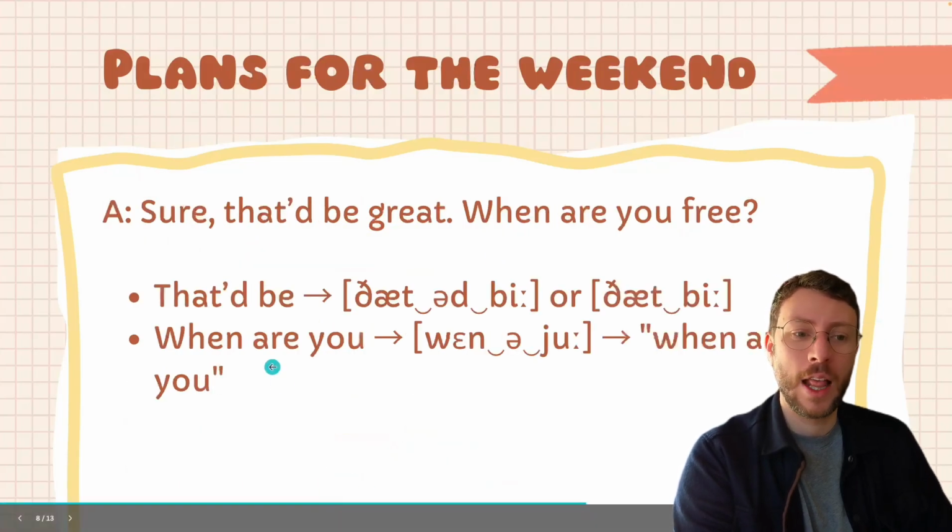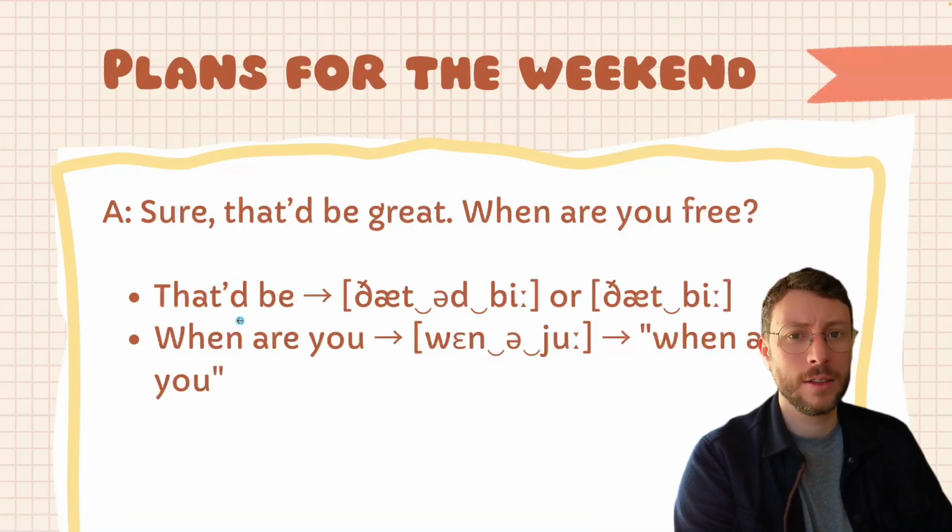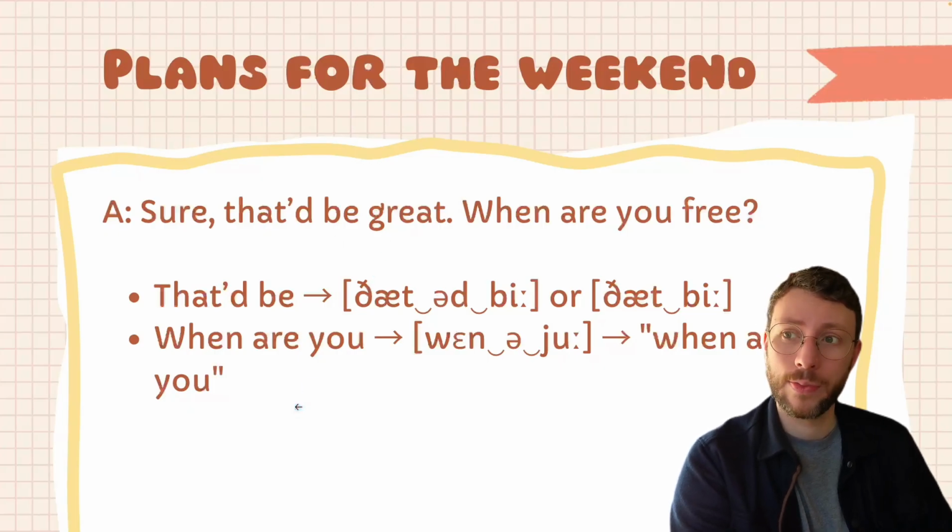Next. That'd be. What does the D mean here? Yeah, it means would. That would be. For example, that would be nice. That would be good. That would be great. So we say that'd be. That'd be great. That'd be nice.